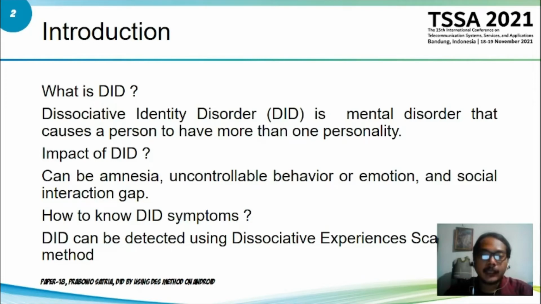The definition of DID is a mental disorder that causes a person to have more than one personality. The causes of DID can be amnesia, uncontrollable behavior, and social interaction gap. DID symptoms can be detected using the Dissociative Experience Scale.